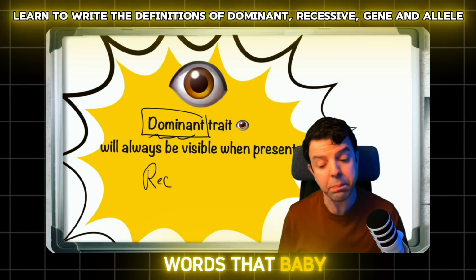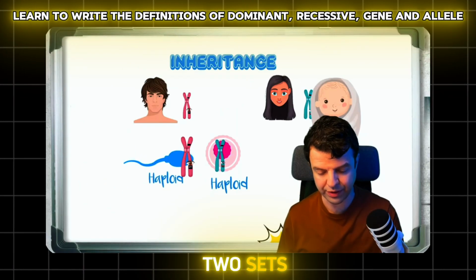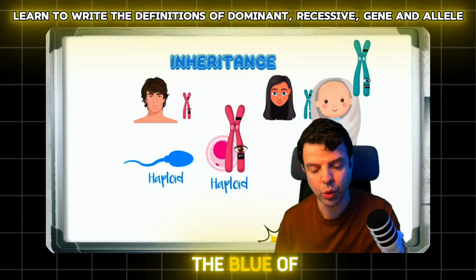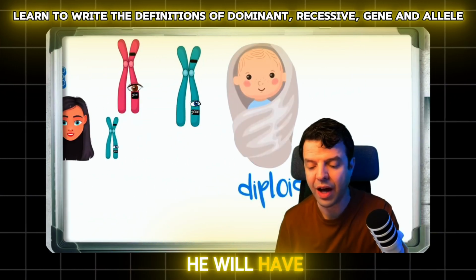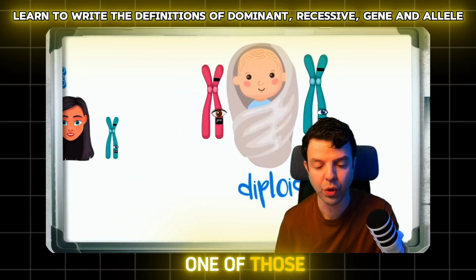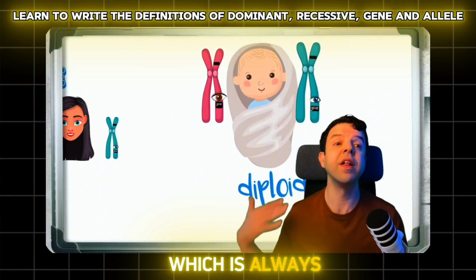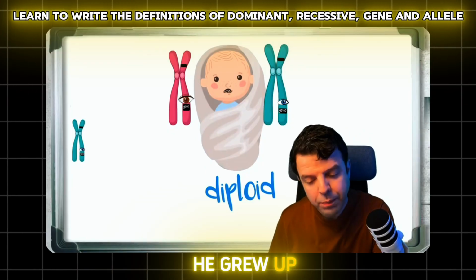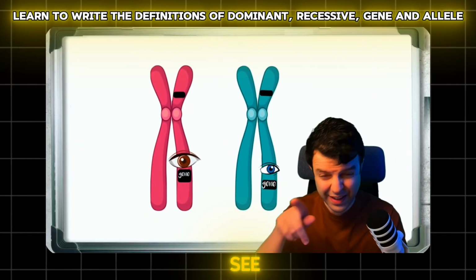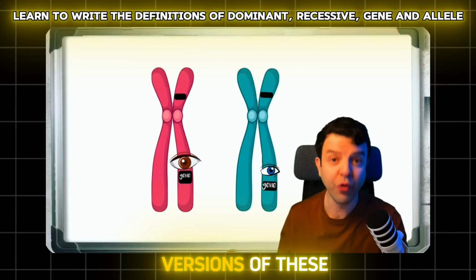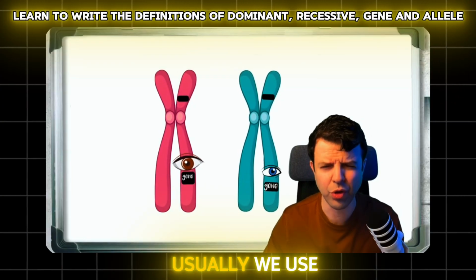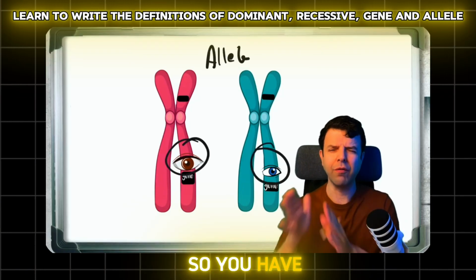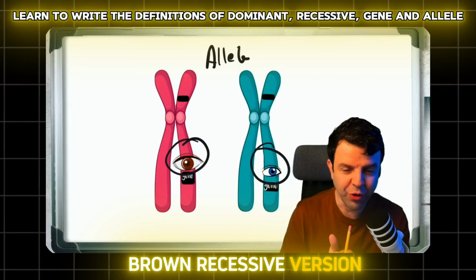So in other words, that baby, although he has two sets, will receive the brown of his father and the blue of his mom, but he's only allowed one of those features, which is always the dominant trait. Let's take this one step further. Let's assume that he grew up. As you can see, that's him. And you can see he still has the two different versions of these eye color genes, right? Usually we use the word allele. What does allele mean? Different versions of the eye color. So you have the dominant version, brown, and the recessive version, call it blue.